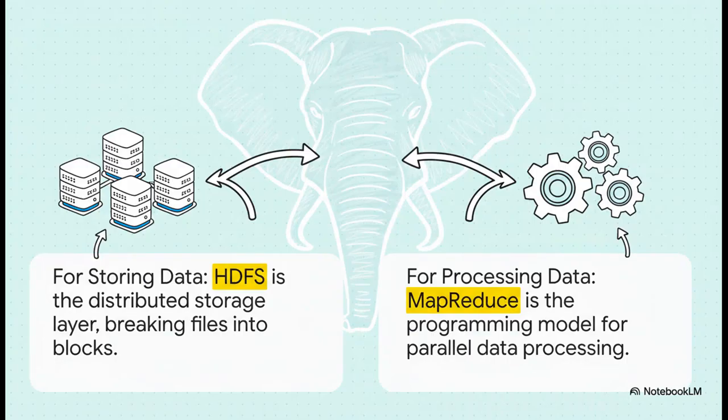So HDFS handles all the storing. But what about actually processing all that data when it's scattered everywhere? Well, that's where the second pillar comes in, MapReduce. These two, HDFS and MapReduce, they're the original heart and soul of Hadoop. HDFS stores everything, and MapReduce is the brain that processes it, right where it lives on all those different machines.